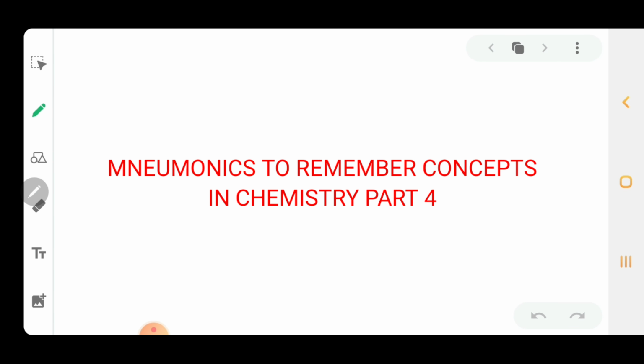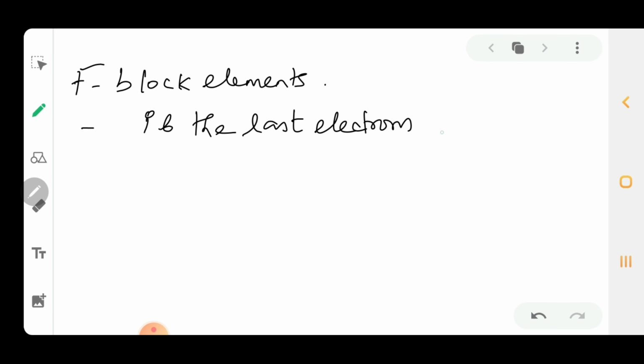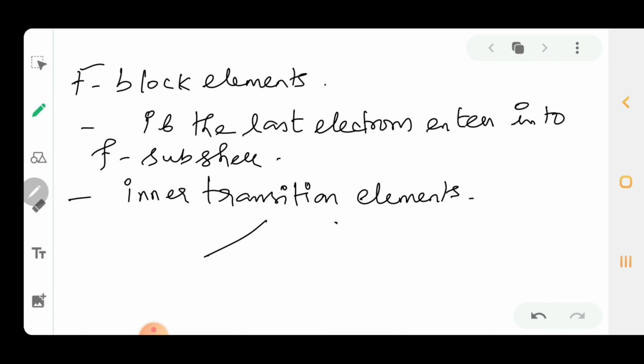What do you mean by F block elements? If the last electron enters into the F subshell, then that is called F block elements, and this is also called inner transition elements, because it is placed inside the transition elements. That's why it is called inner transition elements, and it can be broadly classified into two types.